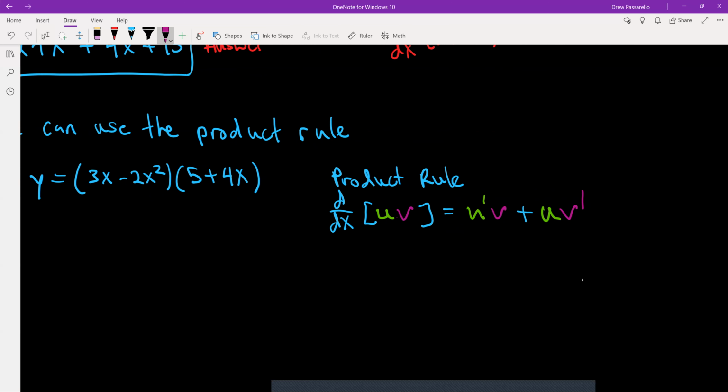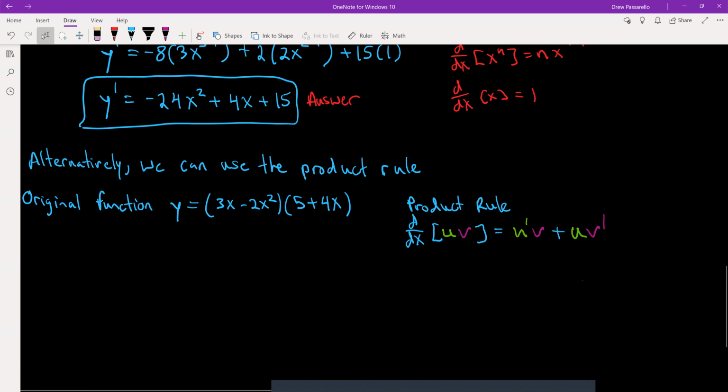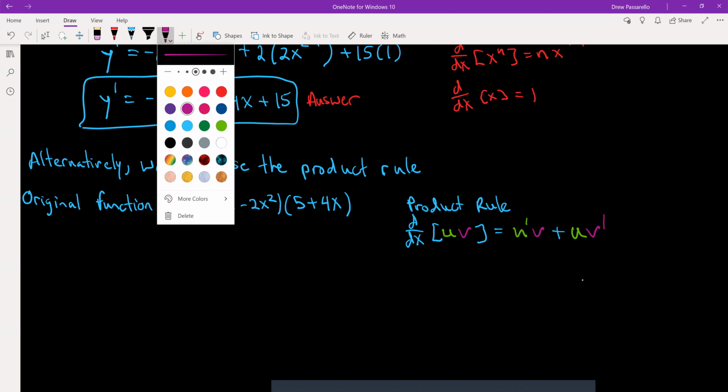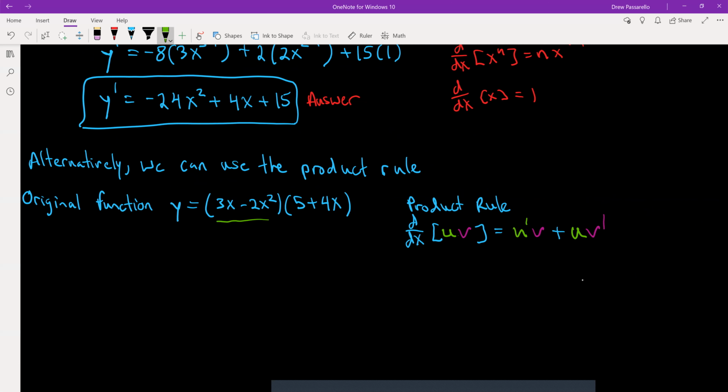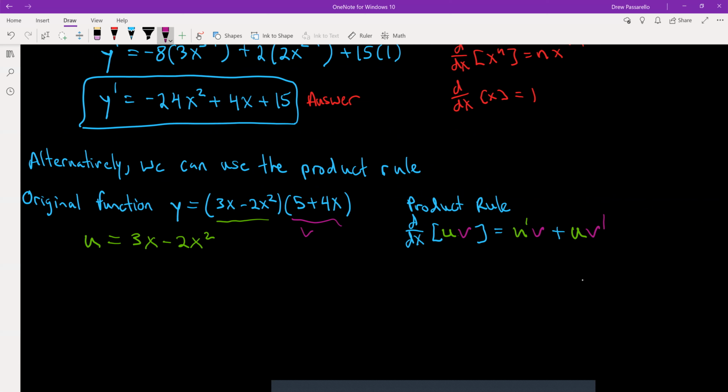Now I'm just using colors to demonstrate how to apply it. And in this case, our u is the first function, 3x minus 2x squared. So that's what u is. And then the second part, 5 plus 4x, is v. All right, so if you see in the formula, I have u prime and v prime. So I'm going to focus on each part and find its derivative. So u prime.